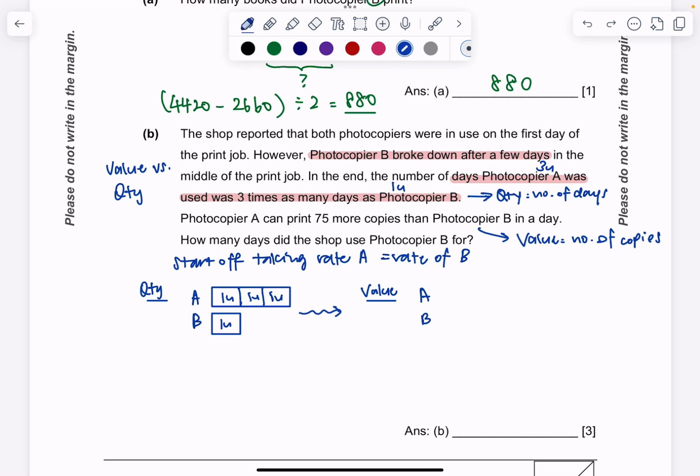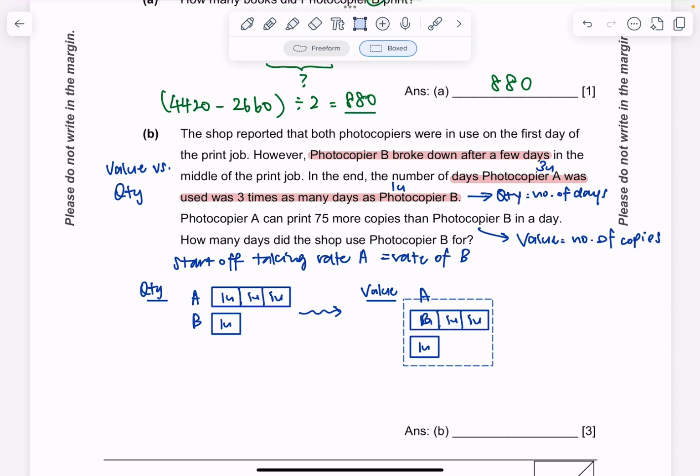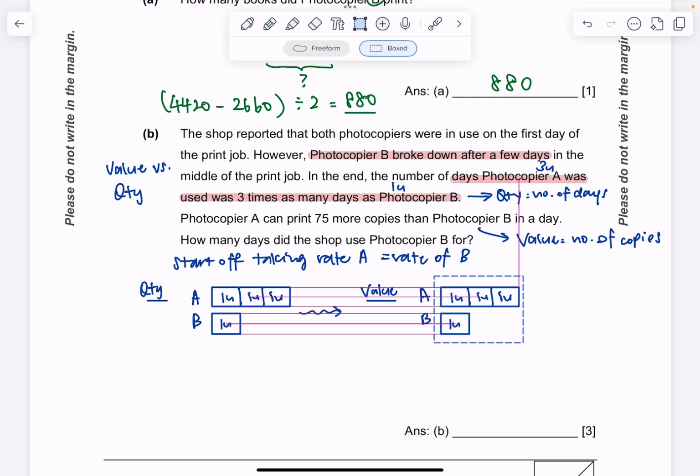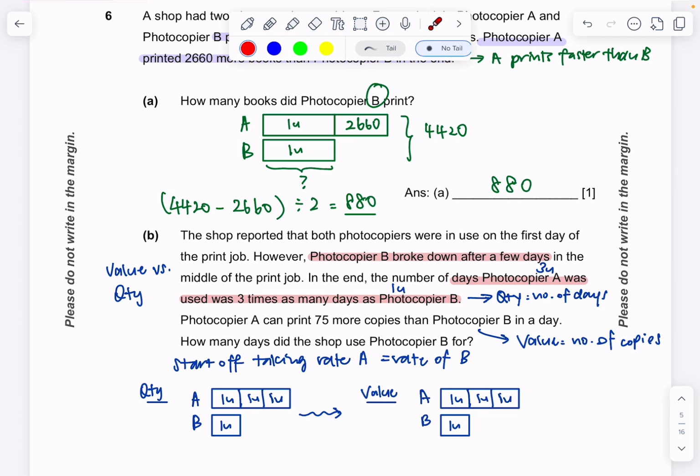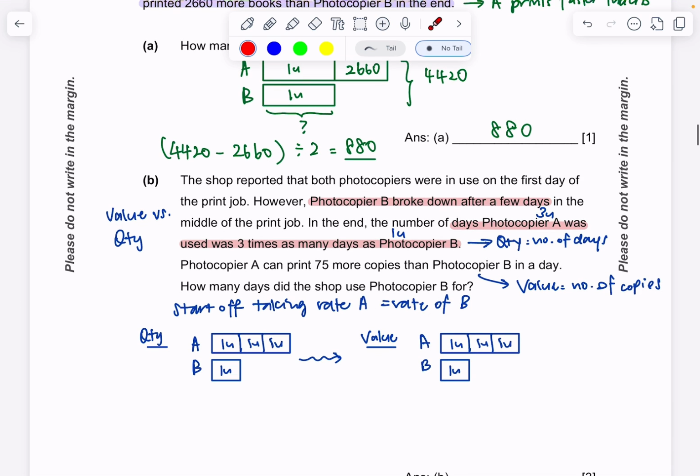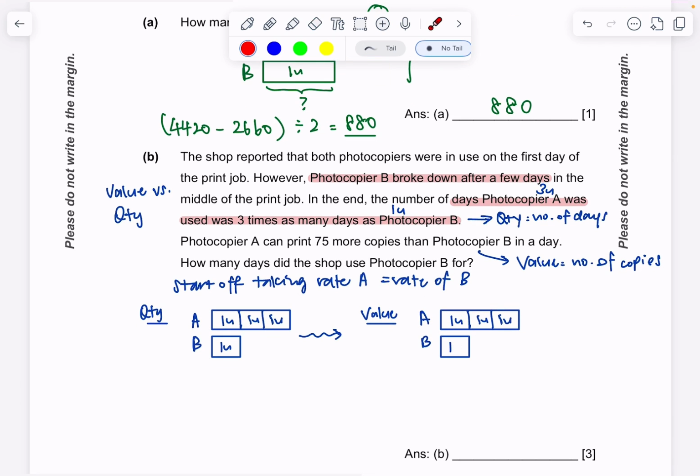Okay? For simplicity's sake, I shall just copy this entire thing here. By right. But then for value, what is the value for B? And we can see that the value for B is exactly 880. Okay, so to be a bit clearer, it's not always 1 unit because the numbers are different. So I'll use 1P instead, and this is in terms of value. Also to be clearer, this value means in terms of copies, and this is in terms of days.